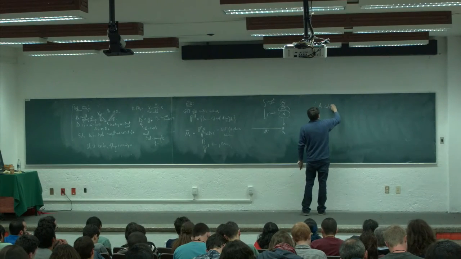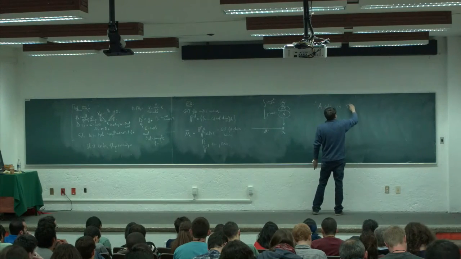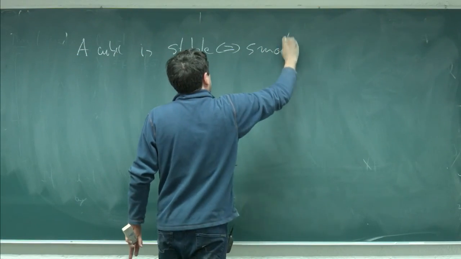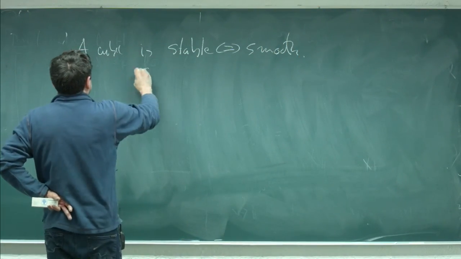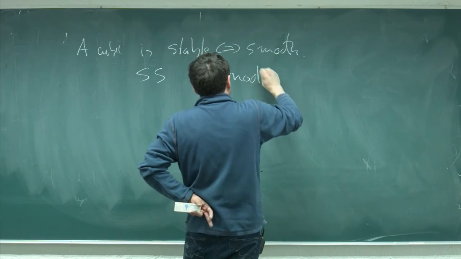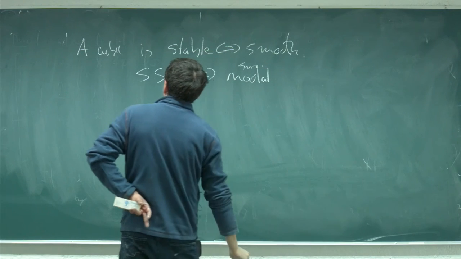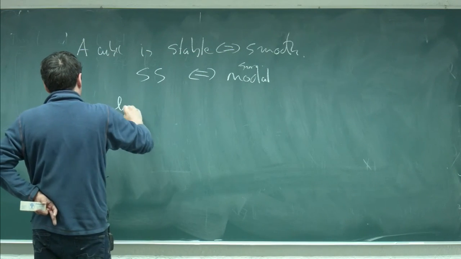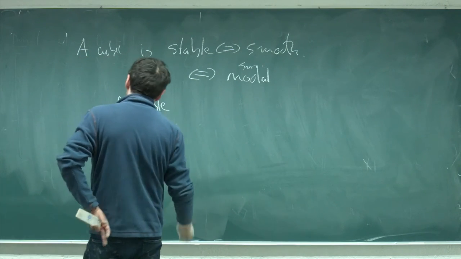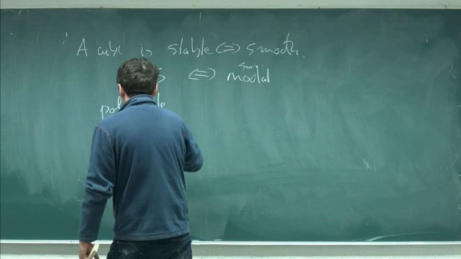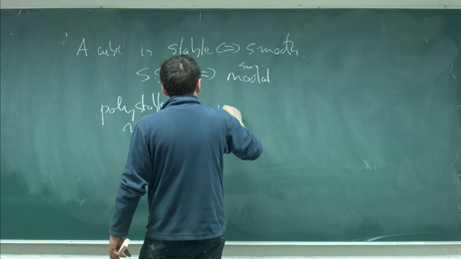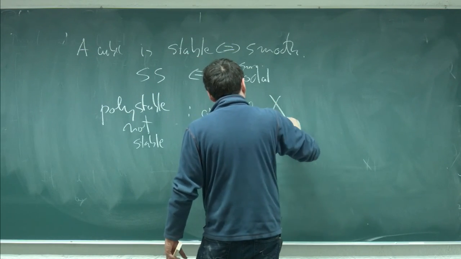A cubic is stable if and only if it is smooth. It is semi-stable if and only if it is smooth or nodal. And the polystable, not stable, is a single point, the orbit of that.